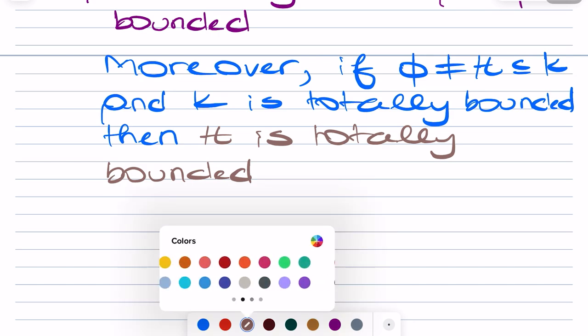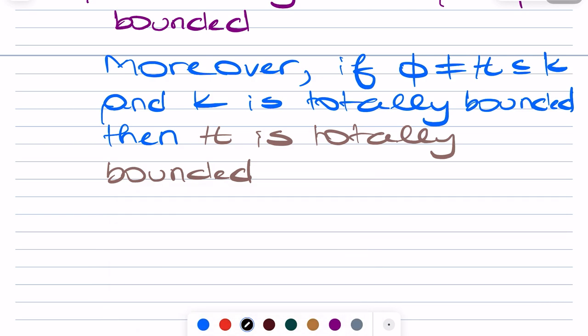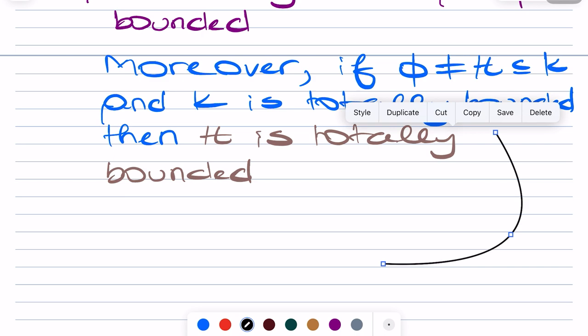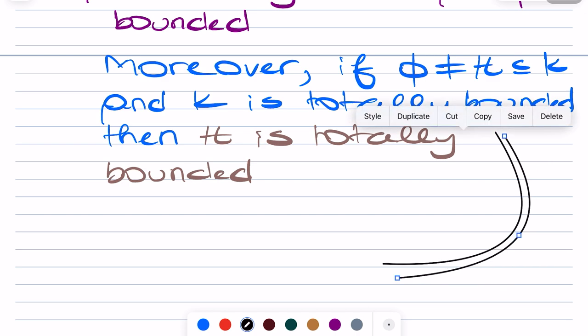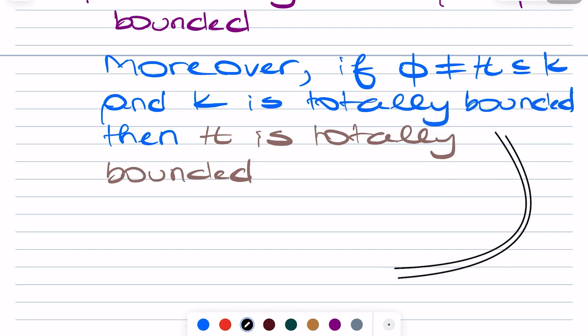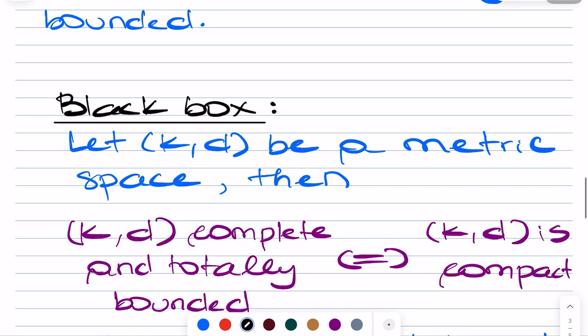So let's close this black box. As I said, we are not going to cover it. So let me just find a way to close it. Of course, this is actually the perfect way to waste time.